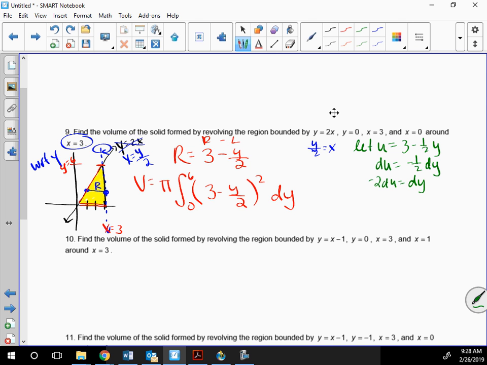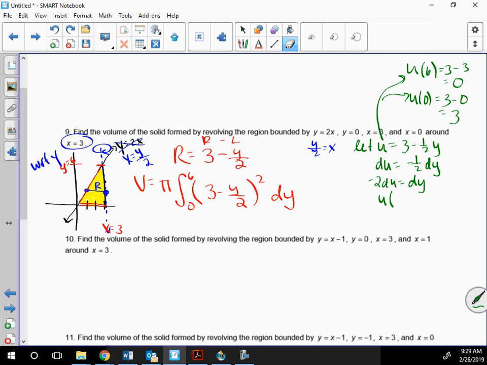And we do need to change our bounds. Was it worth it to change the bounds? Maybe. So I'm going to do u of 6, and I need u of 0. Oh, it's actually not too bad. So we have 3 minus 1/2 of 6. We get 0 for that one. I'm going to take 0, put in 3 minus 0. Oh, how weird is that? Okay.